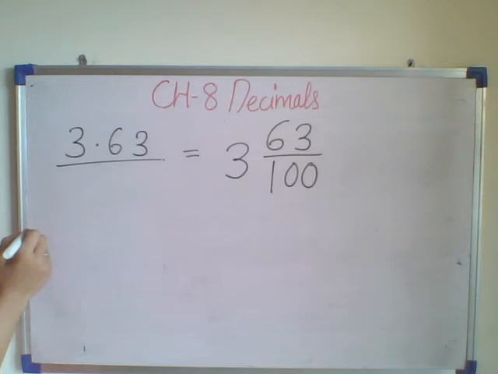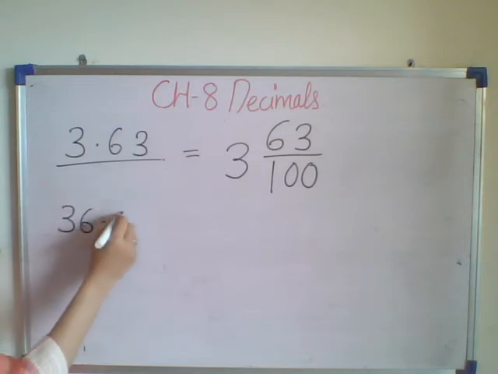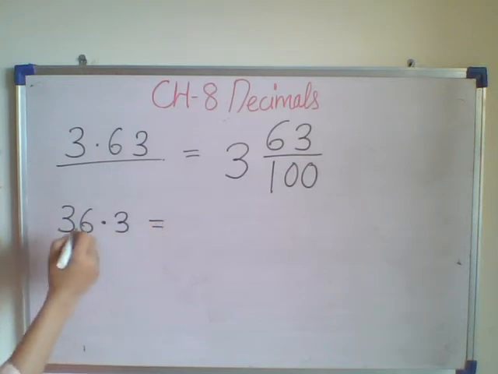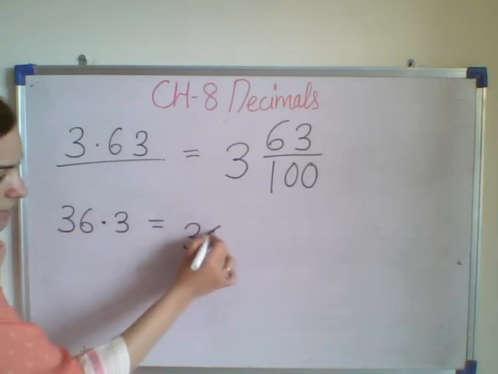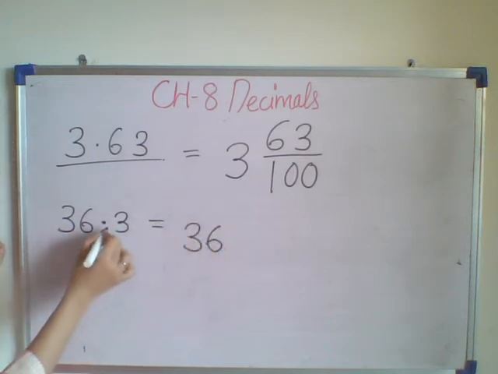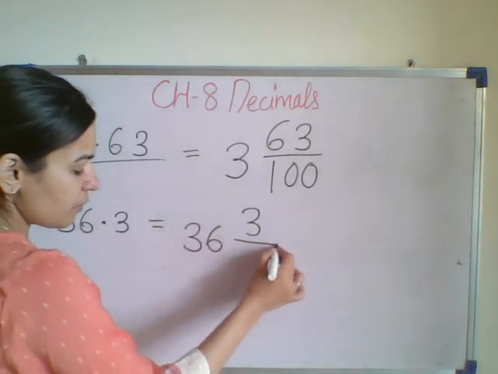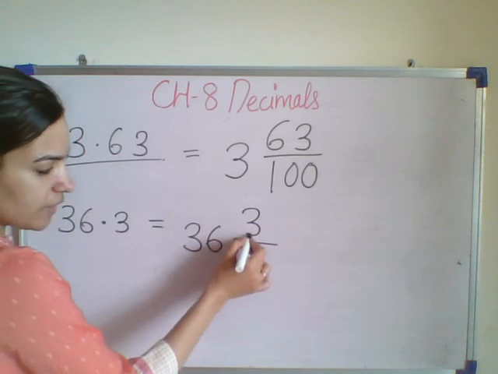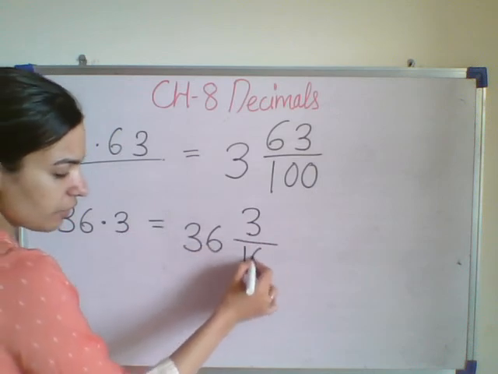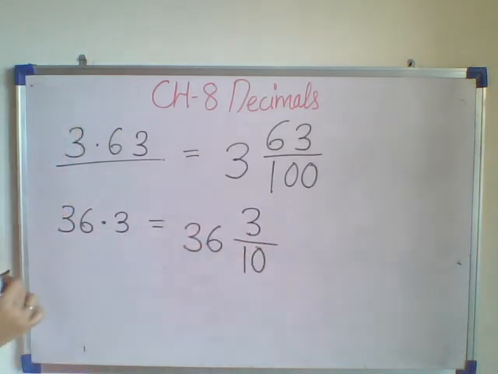Let us write for the another number 36.3. How I will be writing for this number? First of all, 36 I will be writing as it is. Then after decimal 3 is there. 3 I will be writing in the numerator. How many digits are there? Only 1. So I will be putting only 1 zero.